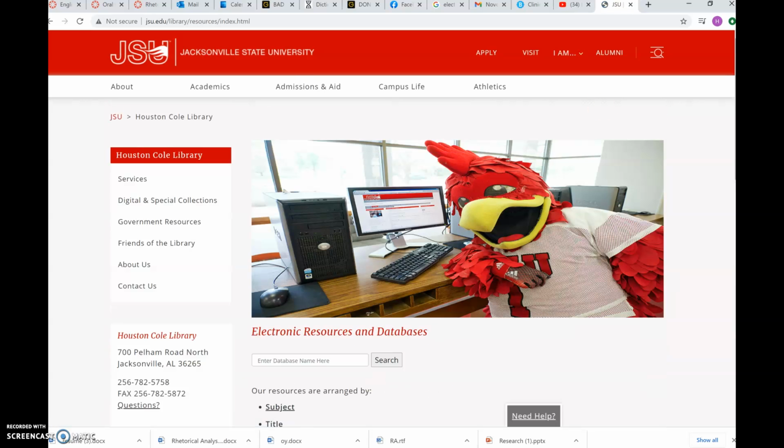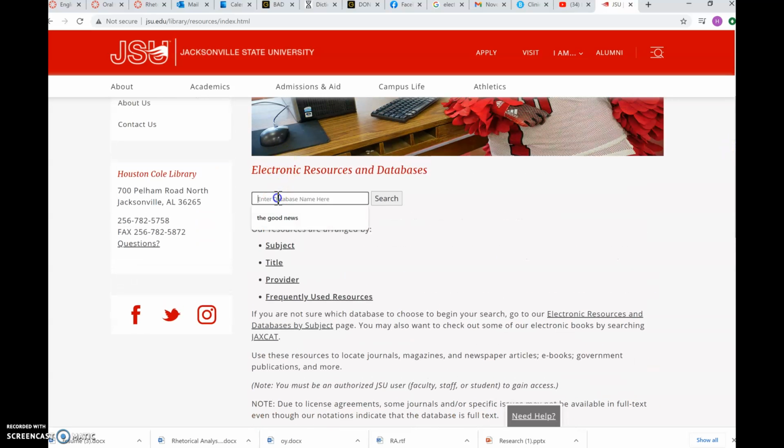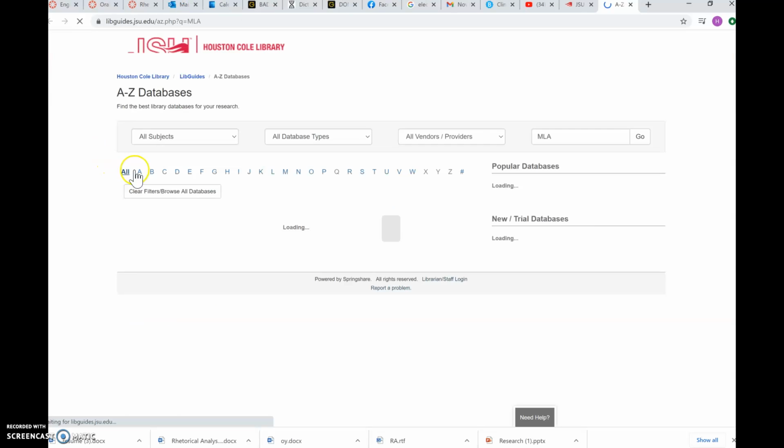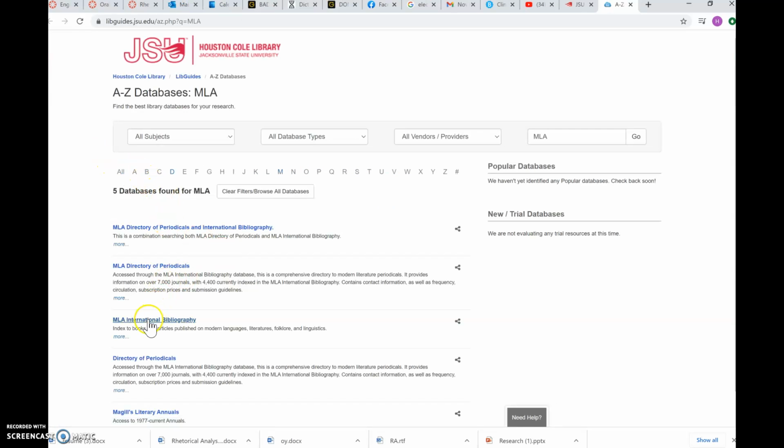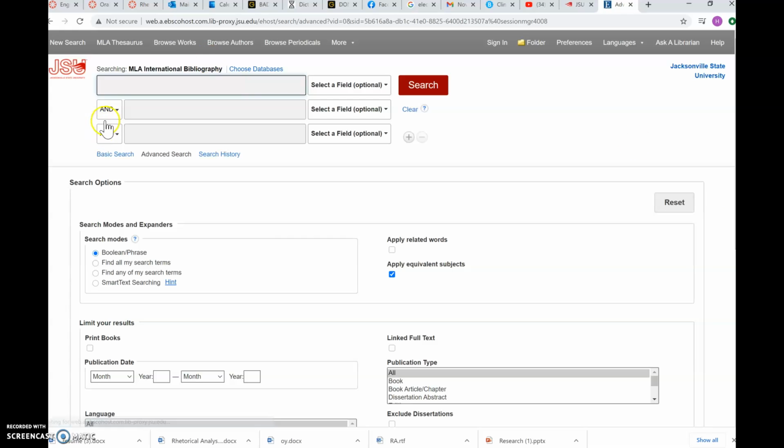So, list of electronic resources and databases. And we have some of them here. I'm going to choose one I know to show as an example. Okay, so here is a database. This is the MLA International Bibliography. And this is where you'd input your keywords right here to find the search you want.